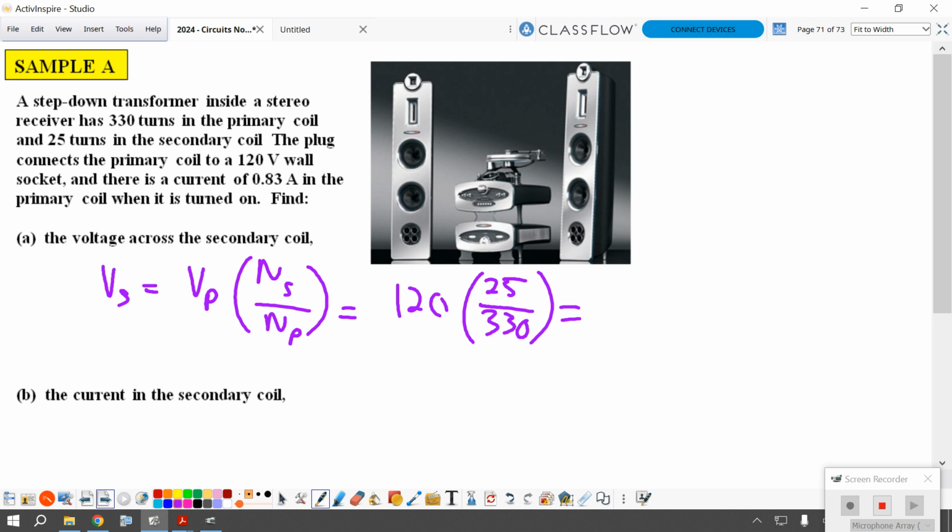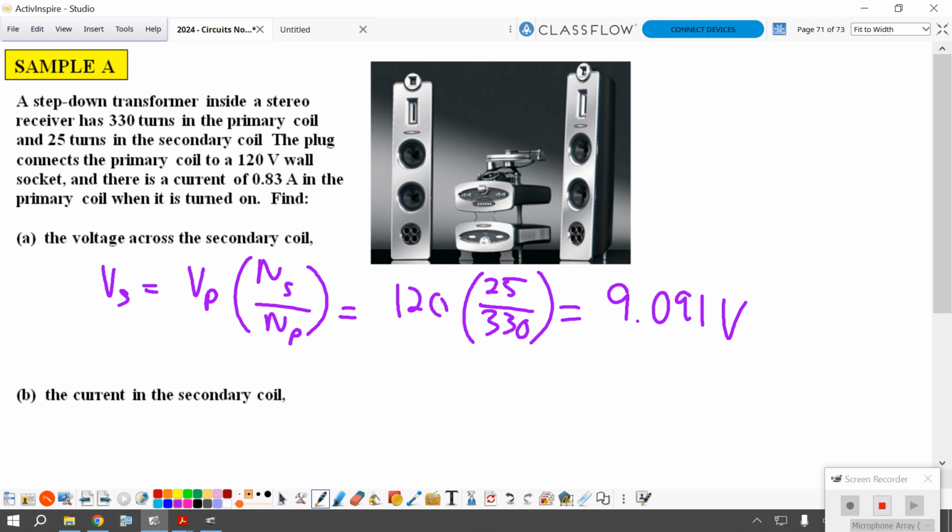So 120 times 25 over 330. Lucas, you seem like you got a calculator ready to go. What do we get? 9.091. Monkeys, bananas, gallons of milk, volts, good. Okay, 9.091 volts. Cool. Questions?